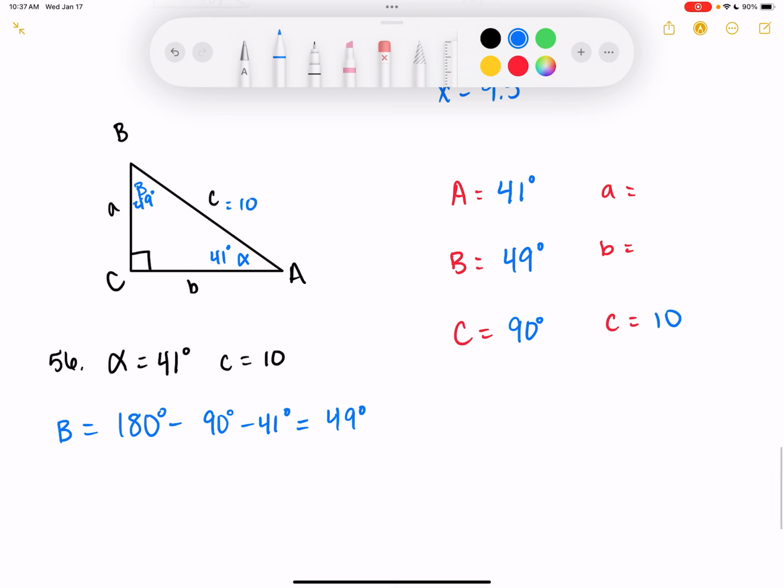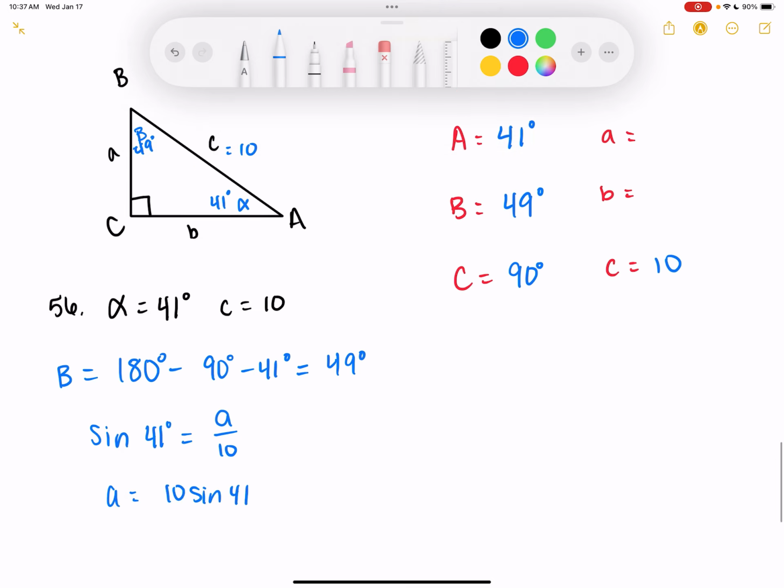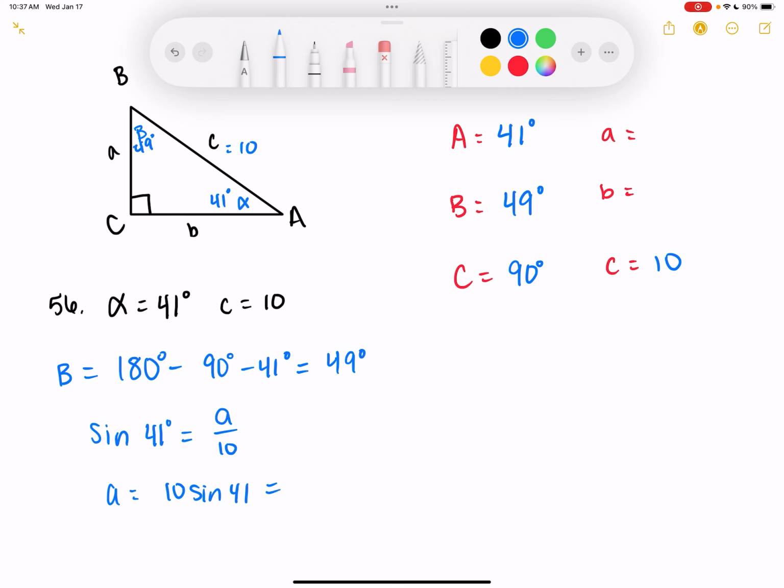A. Okay, so sine of what? Sine of 41 is equal to A over 10. So I multiply by 10. So A is equal to 10 sine of 41. And again, these will be in degree mode the whole time. We don't use radians in terms of solving triangles. 6.6.